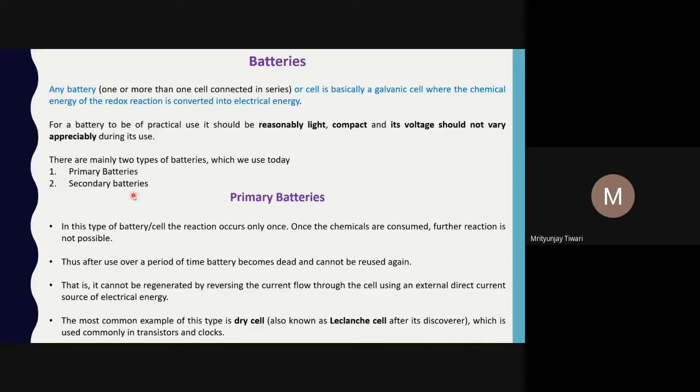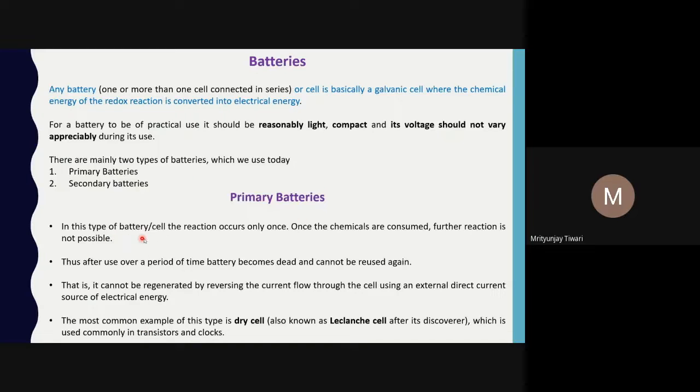Secondary battery, like the lead storage battery that we use in inverters and even the automobiles. We can recharge them, and once they are recharged, we can further use them in other processes. The battery that is there in your laptop, in the mobile, they are all secondary batteries because they are rechargeable. So let us look into the primary batteries.